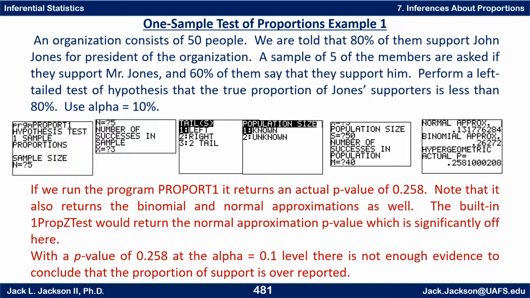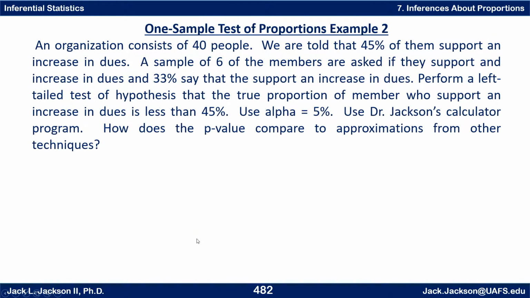In fact, all of these numbers, even the normal approximation, even though it was much smaller, were still above the alpha of 10%. So the same conclusion would be reached either way, but the p-value that you report is going to be much more accurate, and actually completely accurate if you use the hypergeometric. And once again, this is as easy to use as the built-in program. Here's another example. See if you can work this one out yourself. When you're finished, come back and press pause.